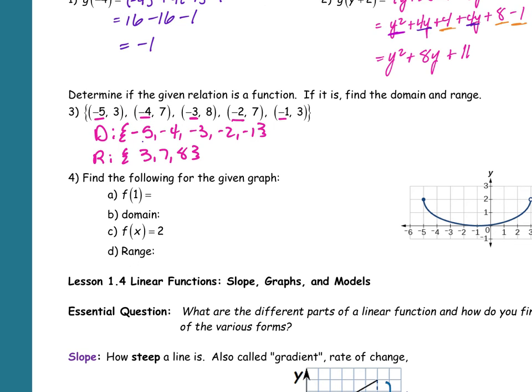Right, each one of these, my 5 only goes to one of them, right? It doesn't go to two of them. That's what it means. Does that make sense now? You guys remember? So this is a function. Good job.